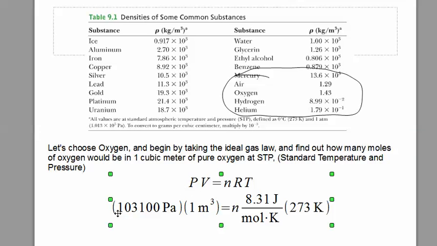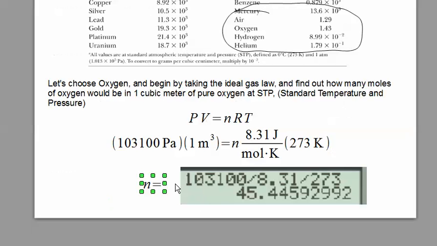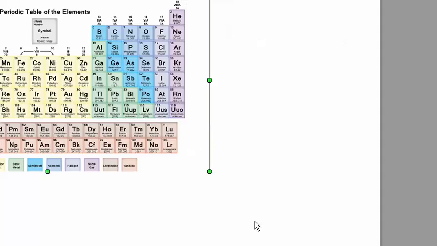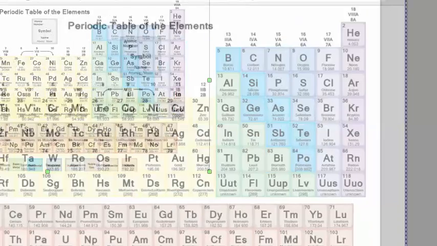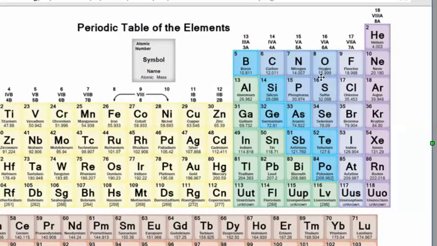So our pressure at standard temperature and pressure is 103,100 pascals. Our volume of 1 cubic meter of pure oxygen is 1 meter cubed. We have n, which we want to solve for. R is 8.31 joules per mole Kelvin. And our standard temperature, it says, is 273 Kelvin right there. So plugging that into the calculator, I have 45.445 moles.